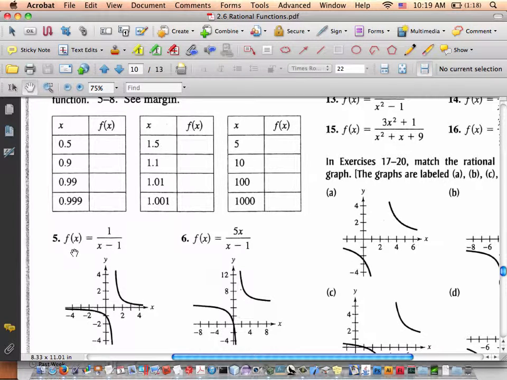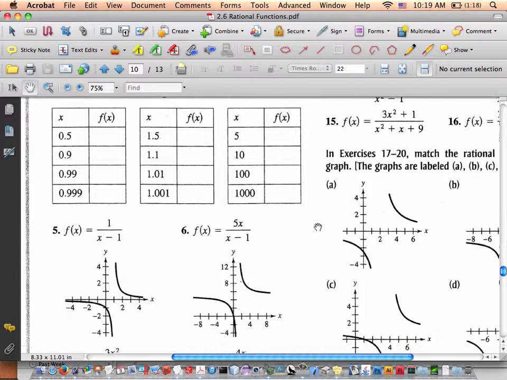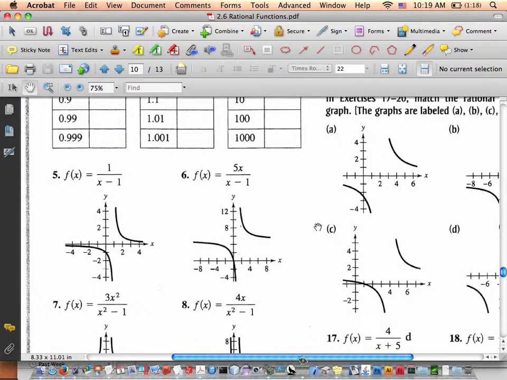The vertical asymptote for this function, for number 5, is 1. What's the vertical asymptote for number 6? 1 again. What's the horizontal asymptote for number 6? Oh, wait. What's the vertical asymptote for number 6? We said it was 1. What's the horizontal asymptote? 5, because the powers match.